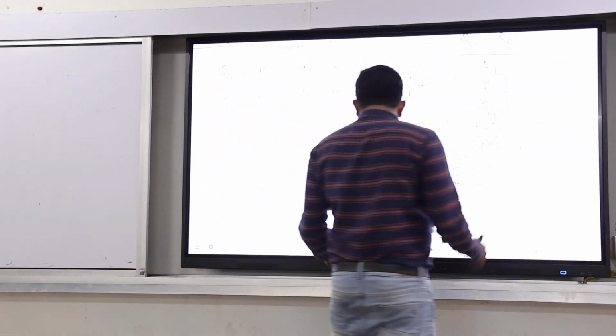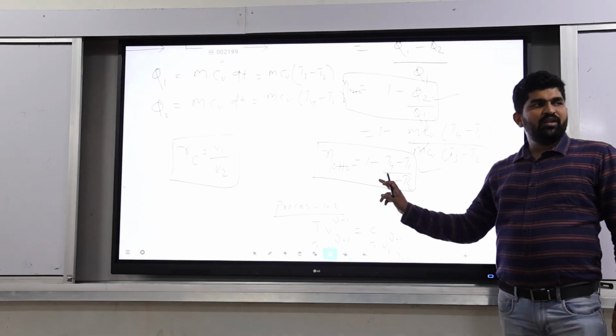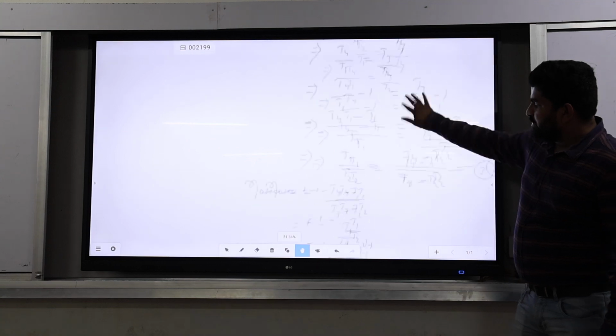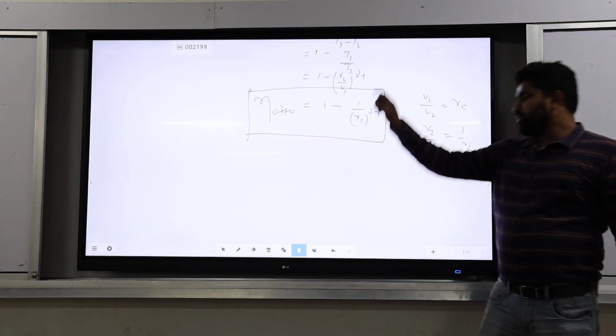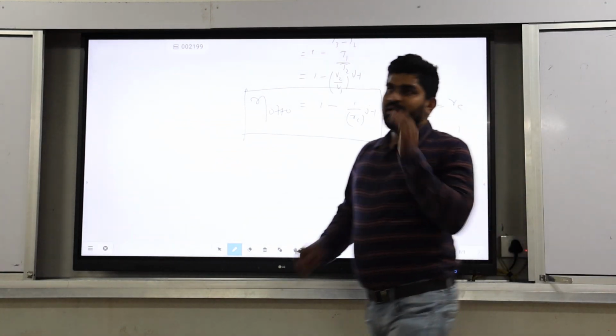See, if the heat supplied and heat rejected are given to you, then you use this formula. If all the temperatures are given to you, then you can use this formula. If only the compression ratio is given to you, then you use this formula. Okay? Got it? Any doubt?